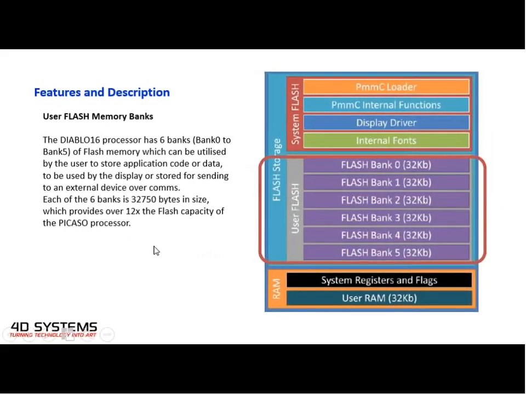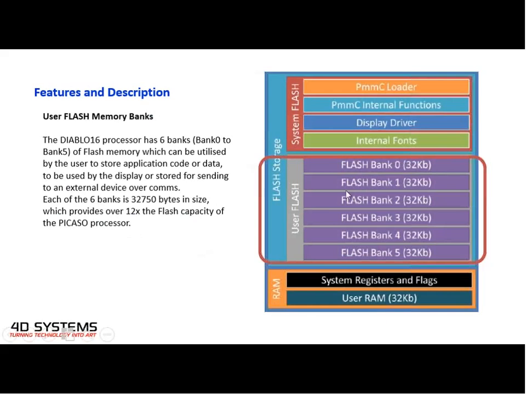So now we go to the user flash memory map. We have 6 of it. They can be utilized by the user to store application code or data, and to be used by the display, or can be used also for storing data for sending to external devices over the comms port.